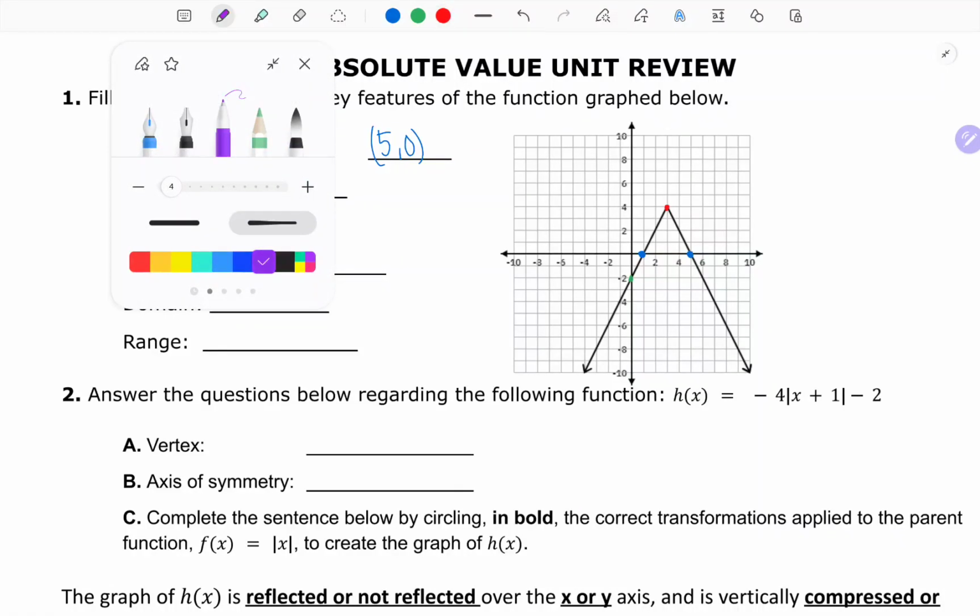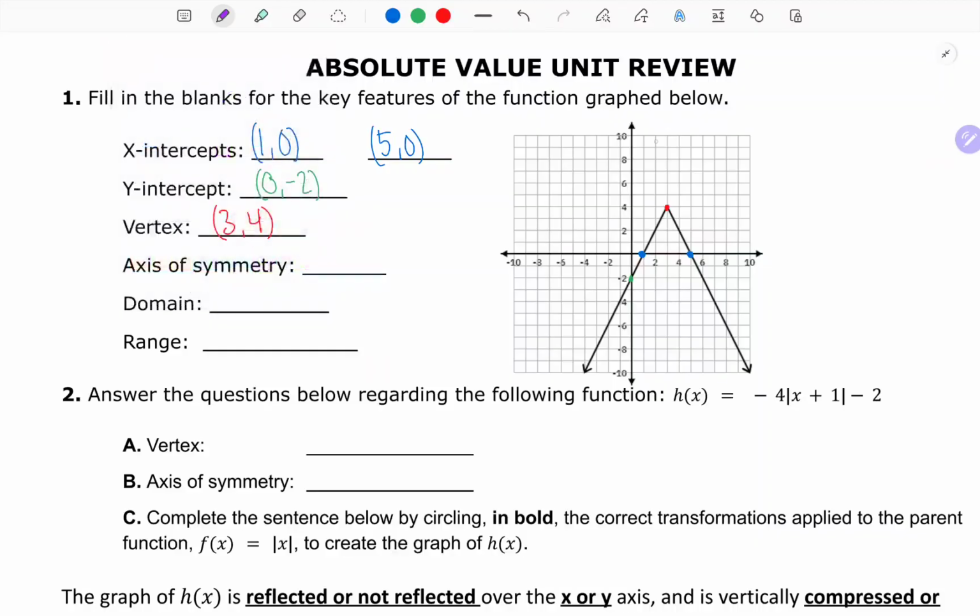For our next one, what is the axis of symmetry? So that's the line that has to split this graph in half. And remember, it's an equation. It's x equals. If you look across the x-axis at +3, so that is your axis of symmetry.